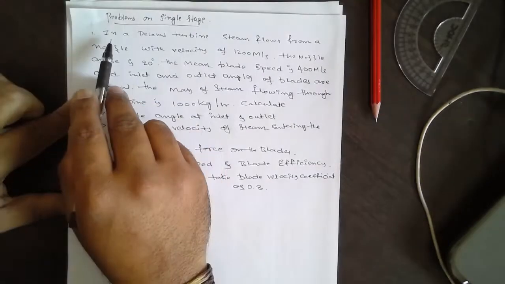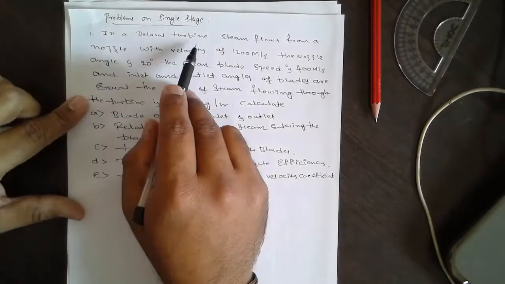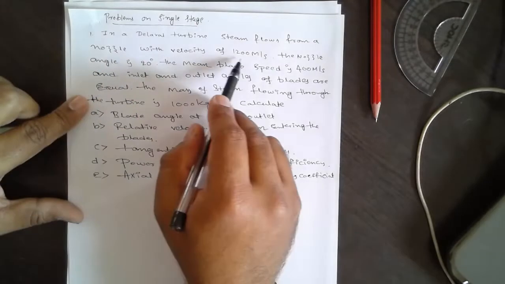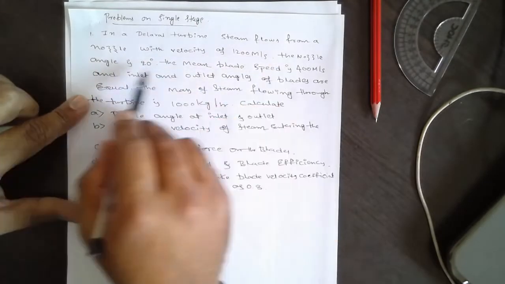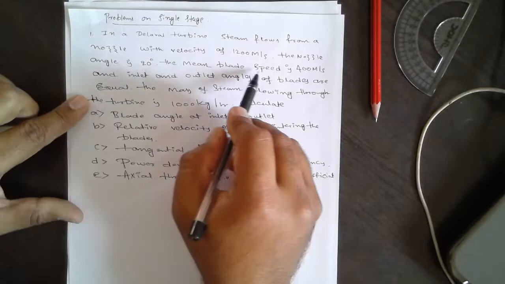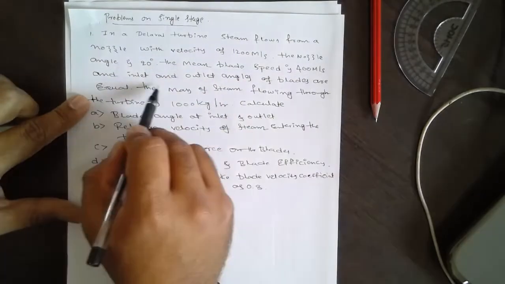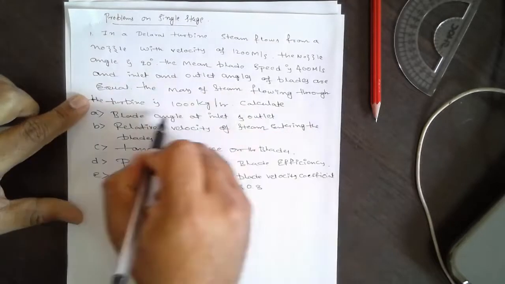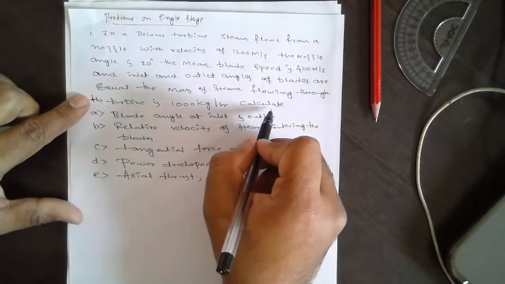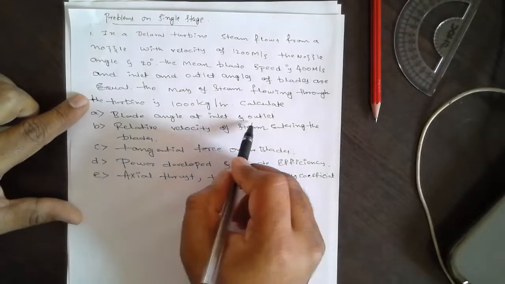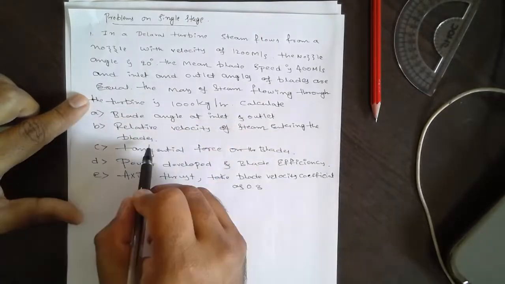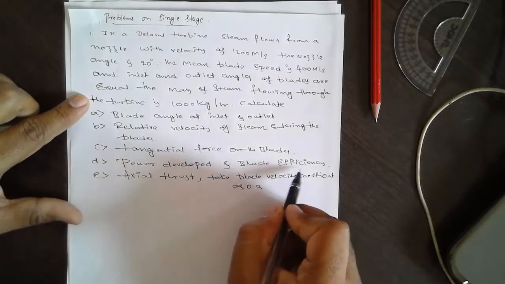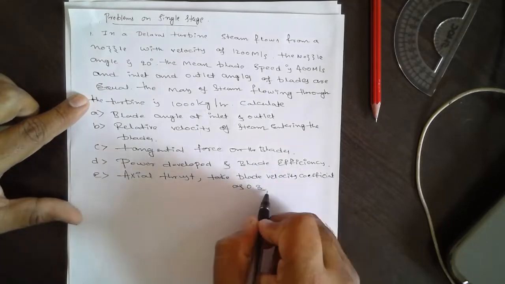Here in a Delaval turbine, steam flows from a nozzle with a velocity of 1200 meter per second. The nozzle angle is 20 degrees. The mean blade speed is 400 meter per second, and the inlet and outlet angles of the blades are equal. The mass of steam flowing through the turbine is 1000 kg per hour. Calculate the blade angle at inlet and outlet, relative velocity of steam entering the blades, tangential force on the blades, power developed and blade efficiency, and axial thrust. Take the blade velocity coefficient as 0.8.